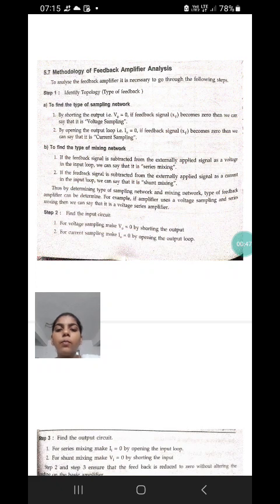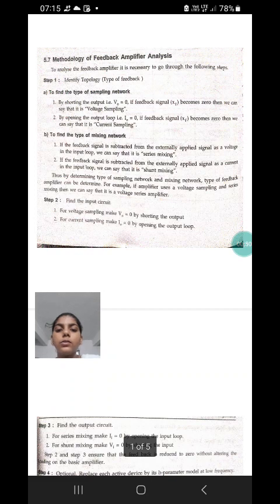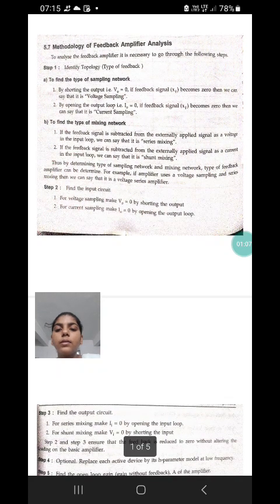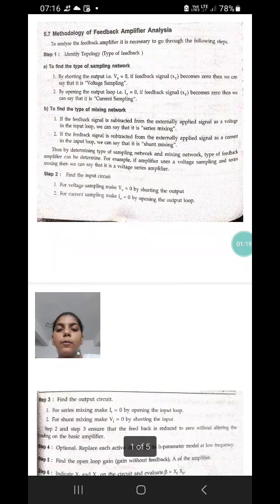By operating the output loop such that I0 equal to 0, if the feedback signal XF becomes 0, then it is a current sampling. To find the type of mixing network, if the feedback signal is subtracted from the externally applied signal as a voltage in the input loop, it is a series mixing. If it is subtracted as a current in the input loop, it is a shunt mixing.